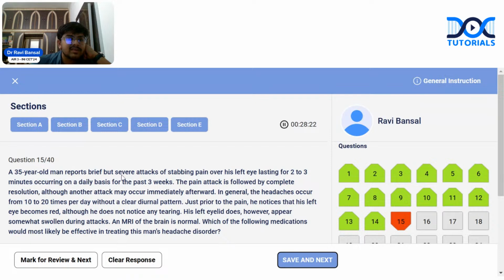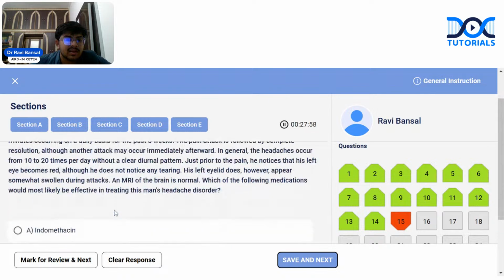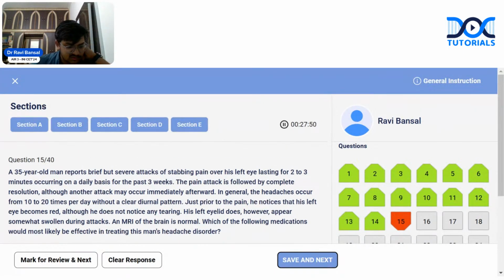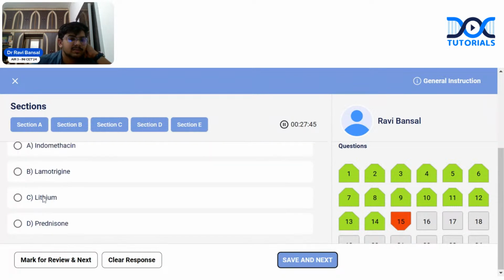And obviously a man with severe attacks of stabbing pain over his left eye occurring on a daily basis for the past 3 weeks. The pain attack is followed by complete resolution, although another attack may occur immediately afterward. In general, headaches occur 10 to 20 times per day without a clear diurnal pattern. Just prior to pain, he notices his left eye becomes red, although he does not notice any tearing. The left eyelid does, however, appear swollen during attacks. MRI of the brain is normal. Which medication will most likely be effective in treating the man's headache disorder? This is a question from that SUNCT, cluster headache table.